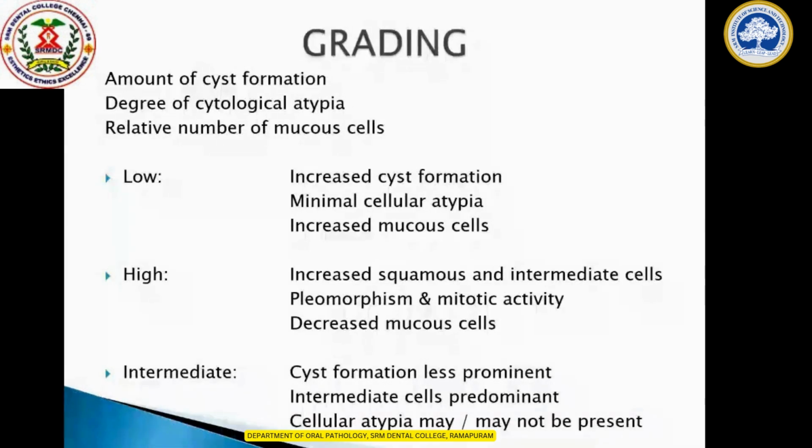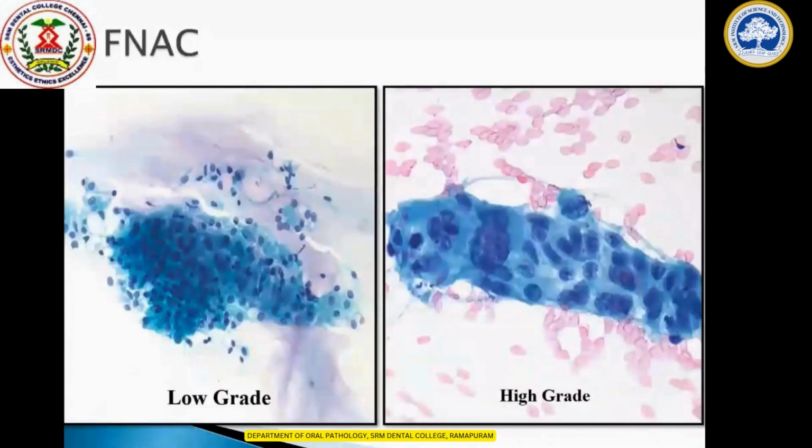So if you take the high grade itself, it is of two types. One which resembles a moderately differentiated squamous cell carcinoma, and a mixed cell type which will show an increased amount of sheets of your squamous and your intermediate cells. Both varieties will show a lot of mitotic activity. The cellular pleomorphism and the cytological atypia can be appreciated. So these are the basic grading of your mucoepidermoid carcinoma.